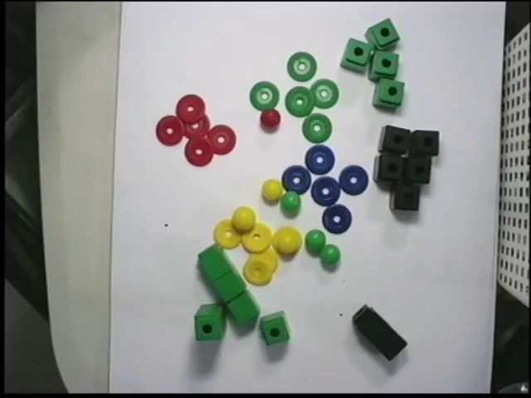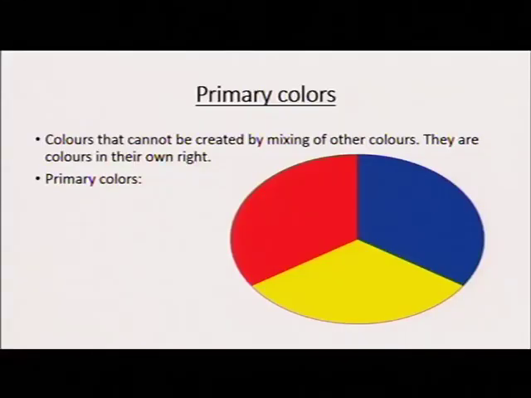The primary colors. What are primary colors? Primary colors are colors that I do not mix with other colors to create a color. For instance, red is a primary color, blue is a primary color, and yellow is a primary color. But if I mix those colors, I get other colors. For example, orange. Orange is not a primary color. To get orange, I have to mix red and yellow. So my three primary colors are red, blue, and yellow.